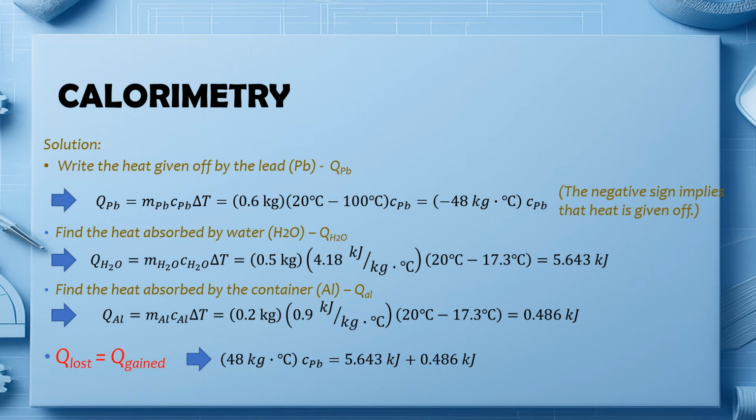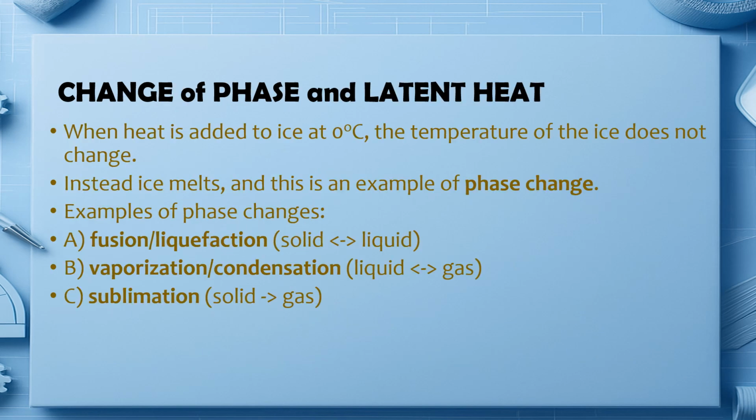So we have here the heat lost is equal to the heat gained. So our c for the lead is 0.128 kilojoule per kilogram degree Celsius.